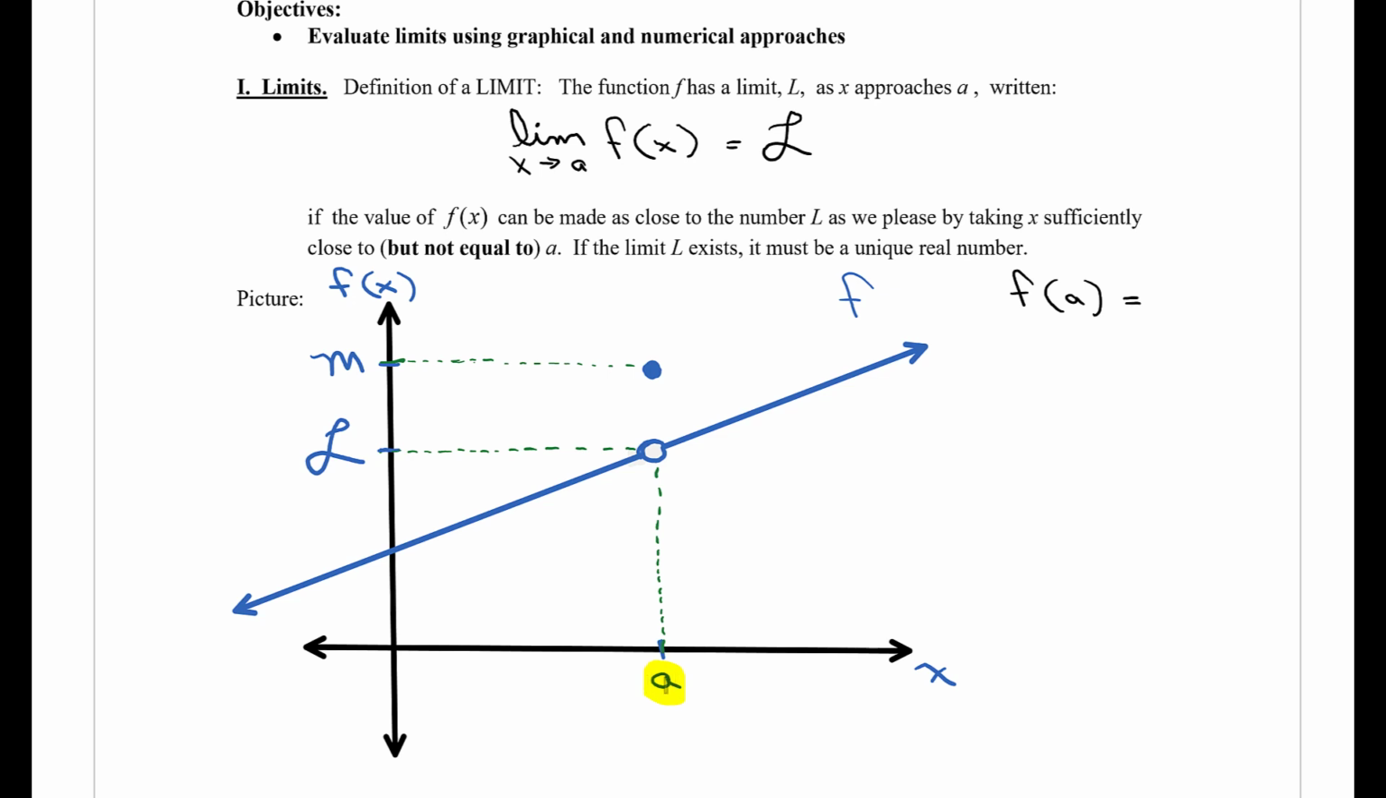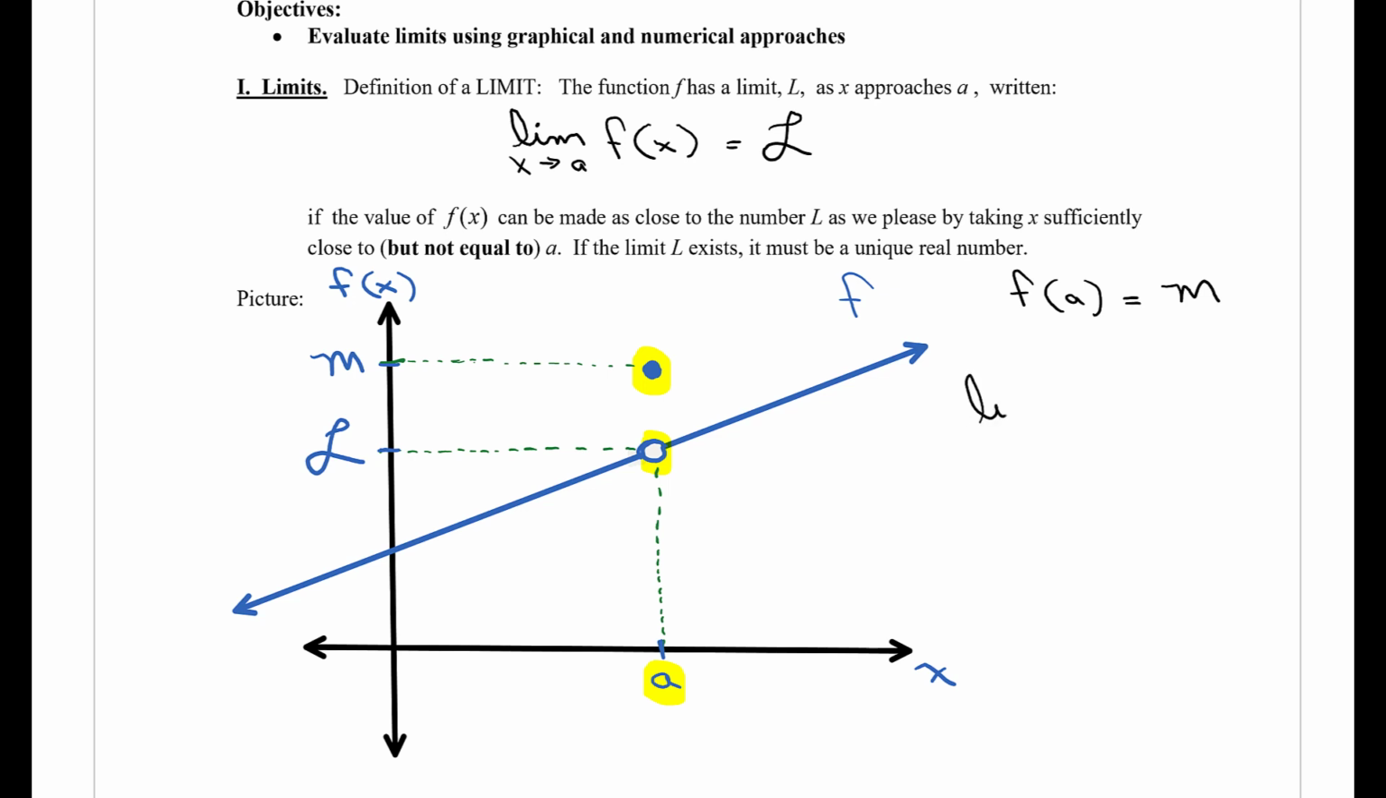If I were to evaluate f of a, and I'm highlighting my a value on the x-axis, a lot of people might be drawn to the hole, but we actually have to focus on the point. So we would need to focus on the y value, that is the y coordinate of that ordered pair for that point. So f of a would actually be equal to m.